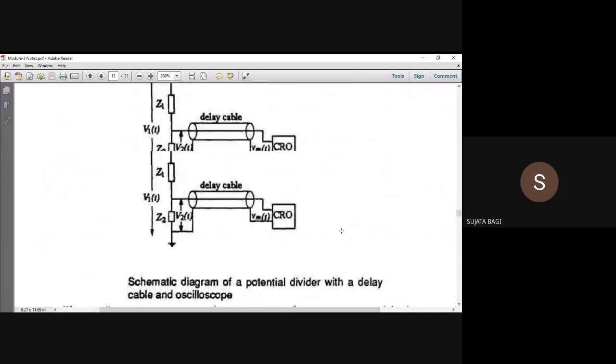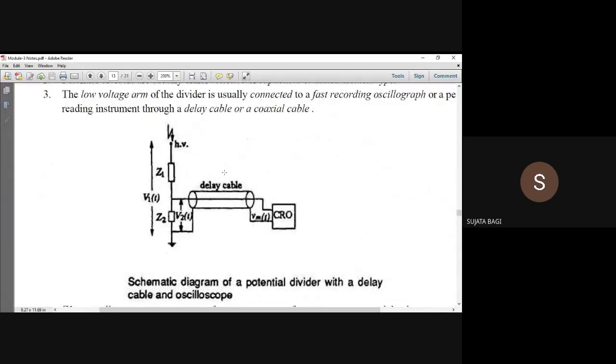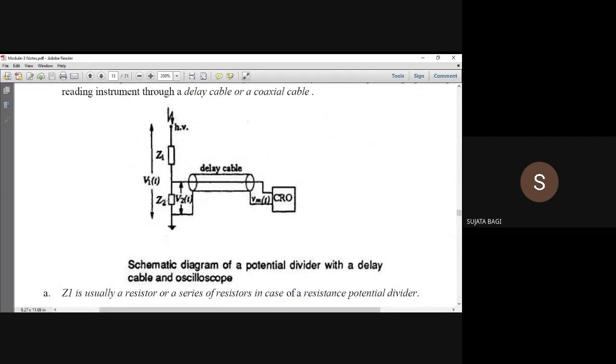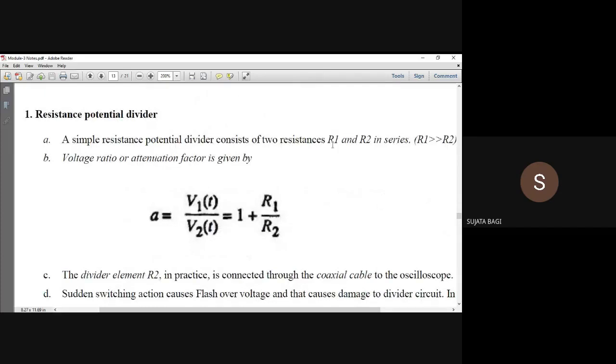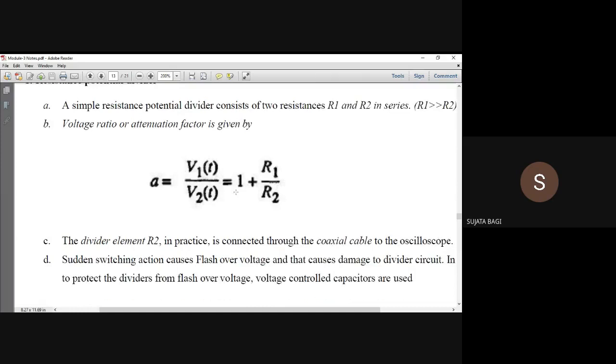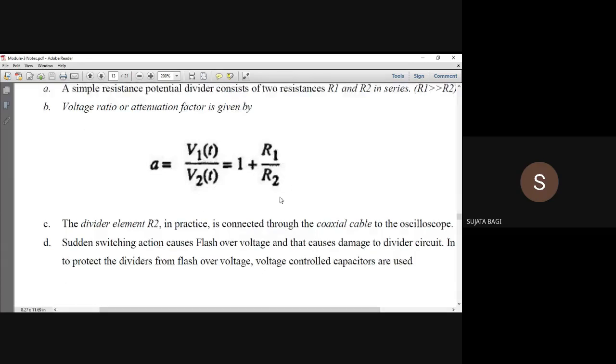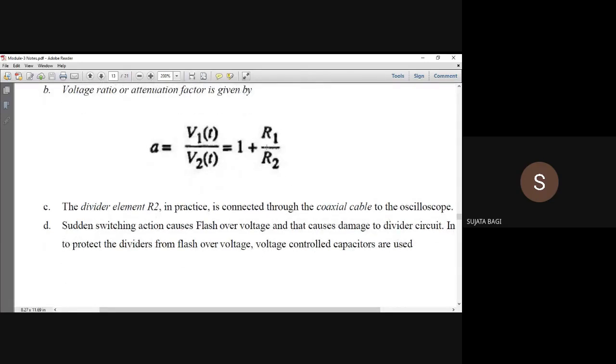First, going through the same diagram, the resistance potential divider. Now Z1 and Z2 are replaced by R. This is a simple resistance potential divider consisting of two resistances R1 and R2 connected in series, and R1 is greater than R2. The voltage ratio and attenuation factor is given by V1 by V2 equals 1 plus R1 by R2. R2 is the divider element, and across it we connect the delay cable, a coaxial cable, that is connected to the oscilloscope.